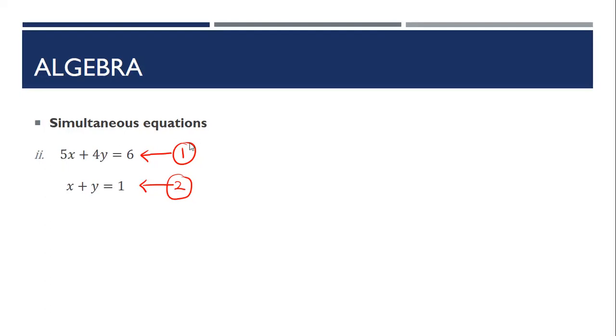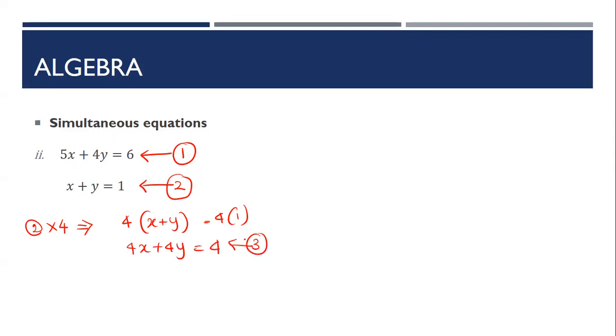So here, as I told you, I take equation 1 as 5x plus 4y is 6 and the second one as x plus y is 1. I am taking equation 2 and planning to remove the y ones. So I have to multiply my second equation by 4. So 4x plus y, and 4 into 1. So 4x plus 4y is equal to 4. So I consider this as my third equation.